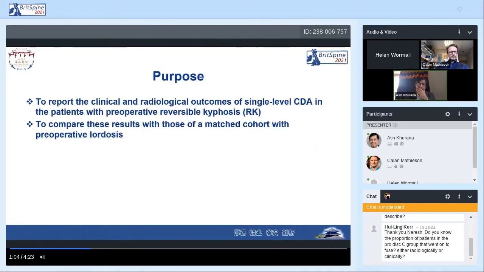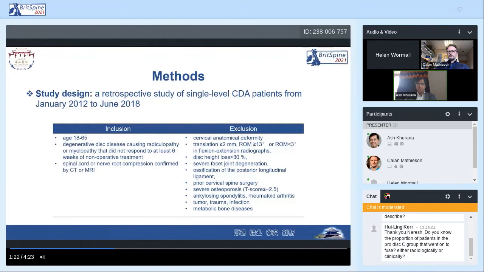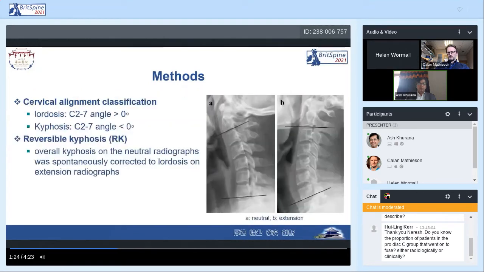The purpose of this study was to report the clinical and radiological outcomes of single-level CDA in the patients with perioperative reversible kyphosis, and compare these results with those of a matched cohort with perioperative lordosis. We did a retrospective study of single-level CDA patients. Cervical alignment was determined by C2-7 angle. Reversible kyphosis was defined when overall kyphosis on the neutral radiographs was spontaneously corrected to lordosis on extension radiographs.